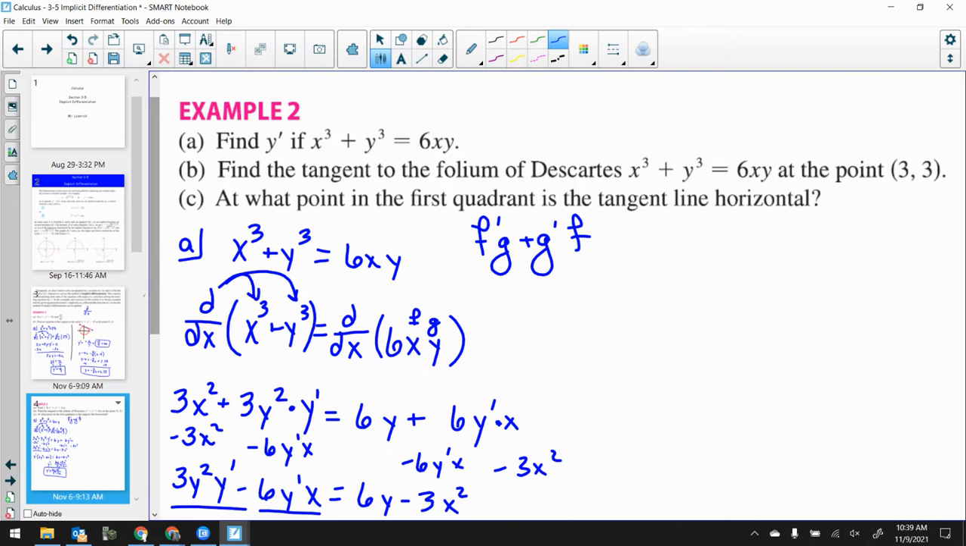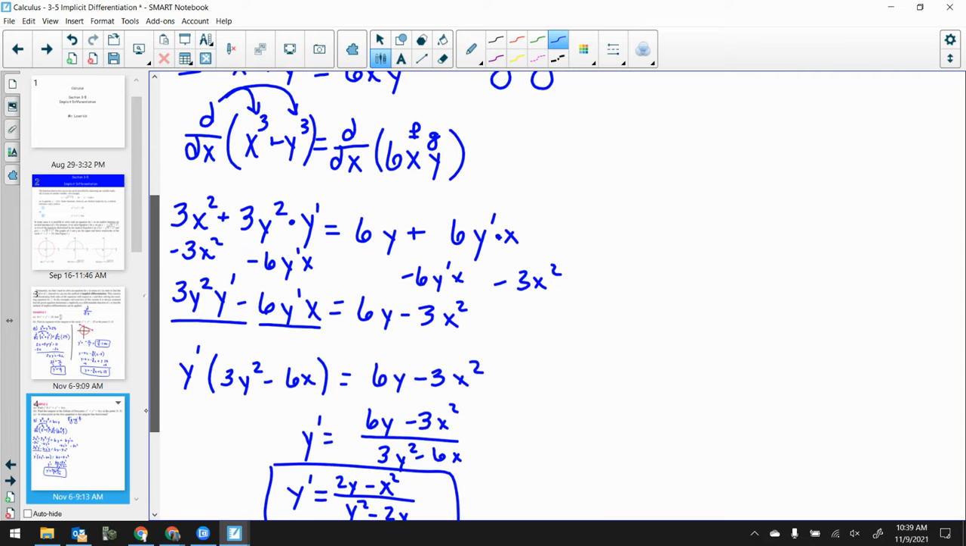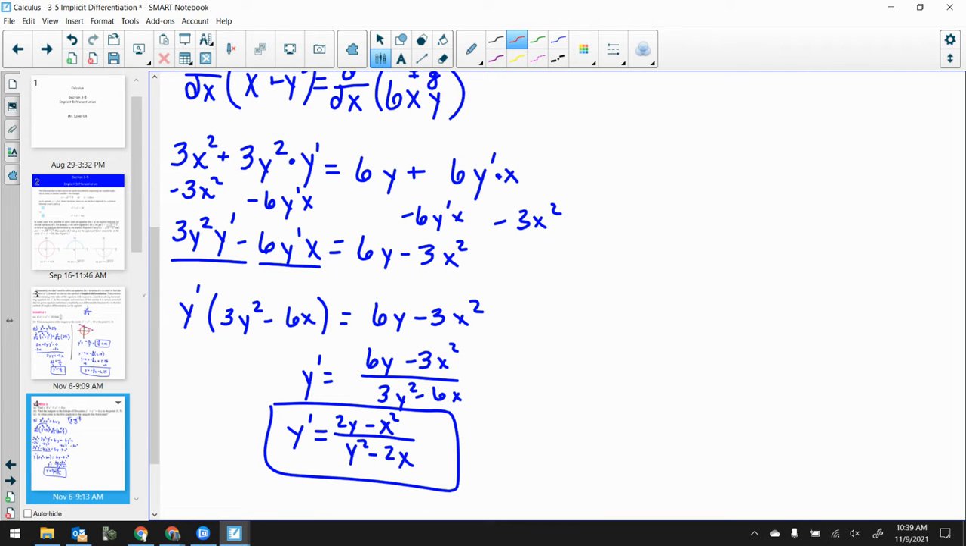Okay, now to figure out what my slope would be, I know I have point 3, 3, right? So here's part B. I know I have 3, 3. But to figure out what my slope would be, I need to evaluate y prime at 3, 3. Before, when we were using just regular explicitly defined functions, I only really needed my x value to find my slope.